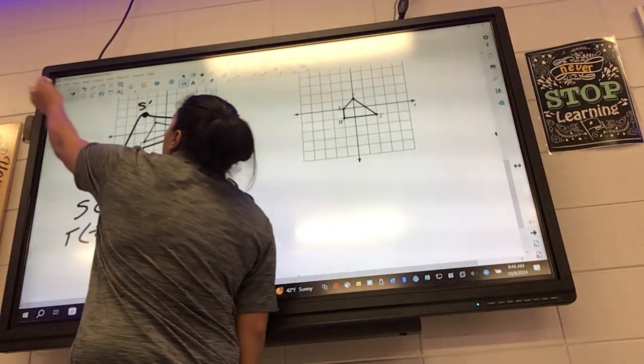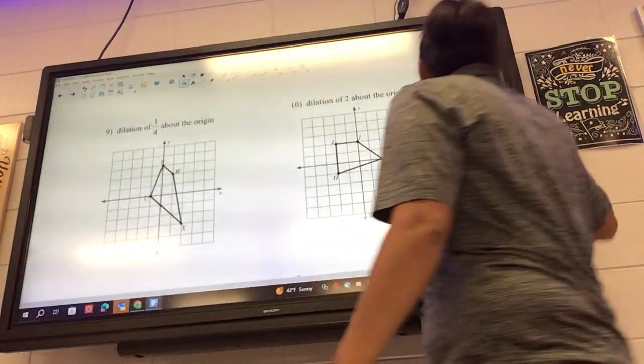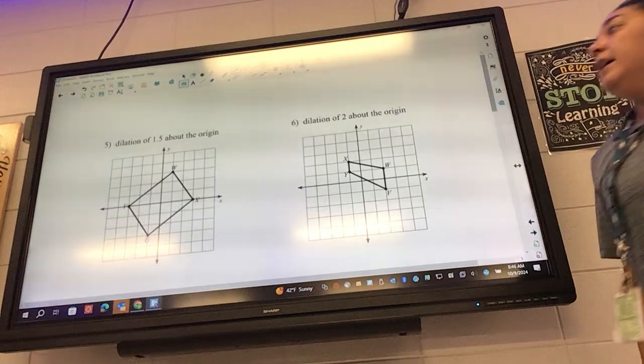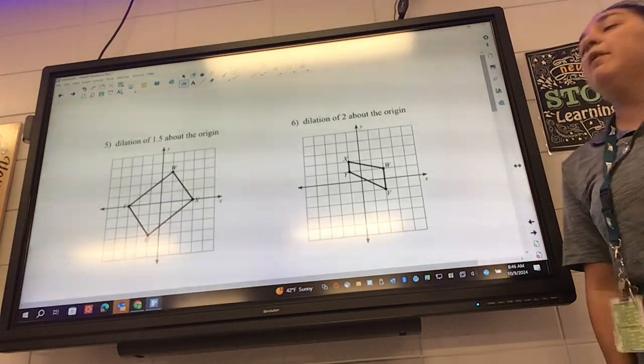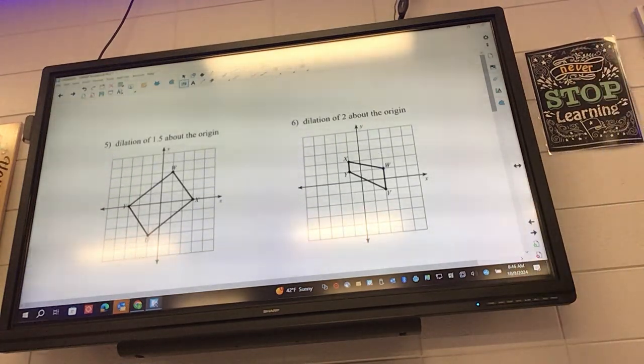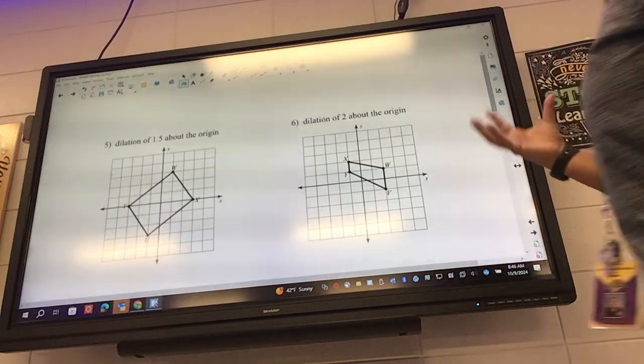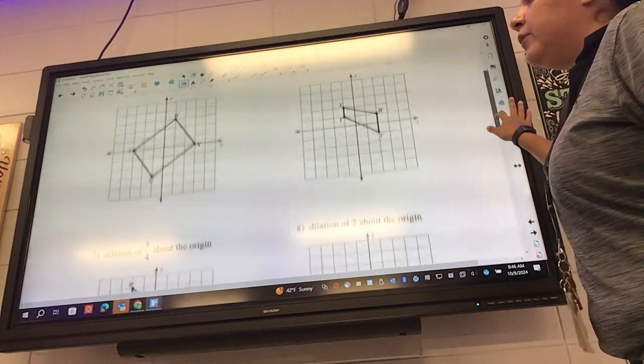Look at number, what are we on? 5. A dilation of 1.5 about the origin. Is that going to be a reduction or an enlargement? It's an enlargement. Earlier when I was talking to another teacher, I said if it's a decimal, and then I was like, wait, no, that's not necessarily true. Only if it's smaller than 1. A decimal like this is still bigger than 1. And with decimals you've got to use the calculator.